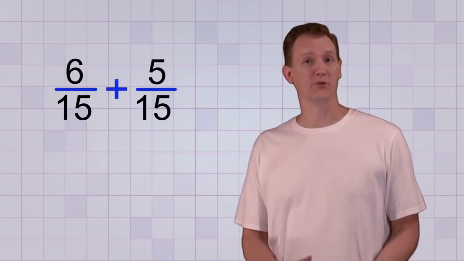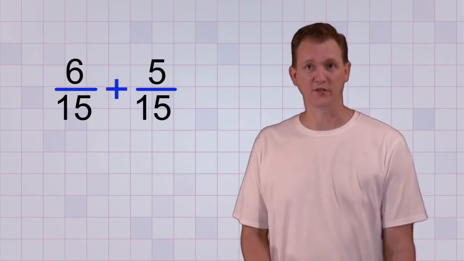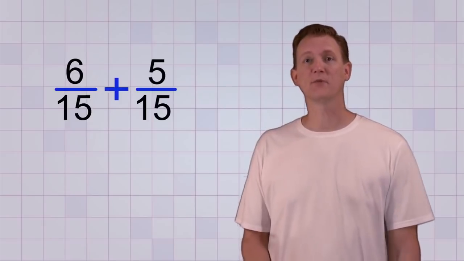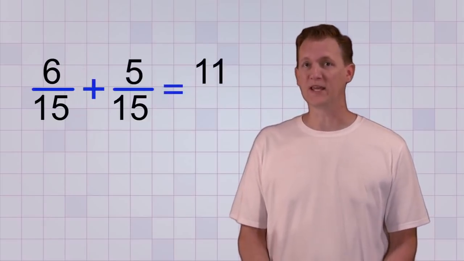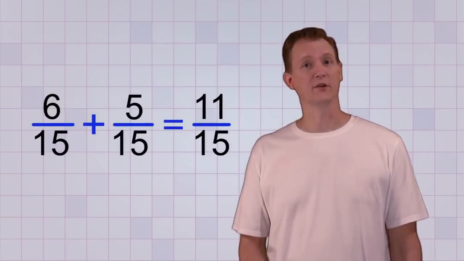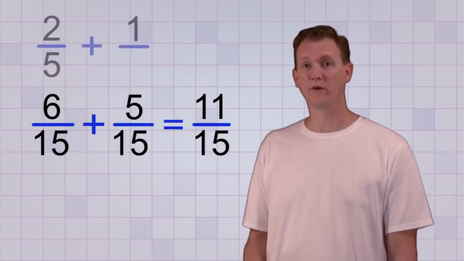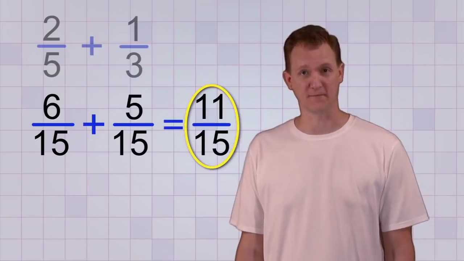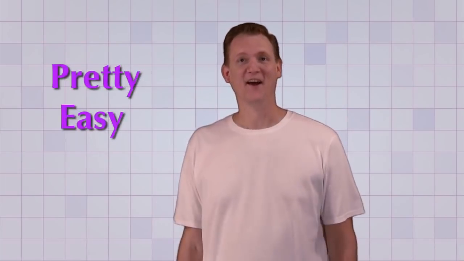Now we just add them using our procedure for adding like fractions. We add the top numbers, 6 plus 5 equals 11, and then we keep the same bottom number, which is 15. So that means the answer to 2 over 5 plus 1 over 3 is 11 over 15. That's pretty easy, huh? All right, let's see one more example of this method.